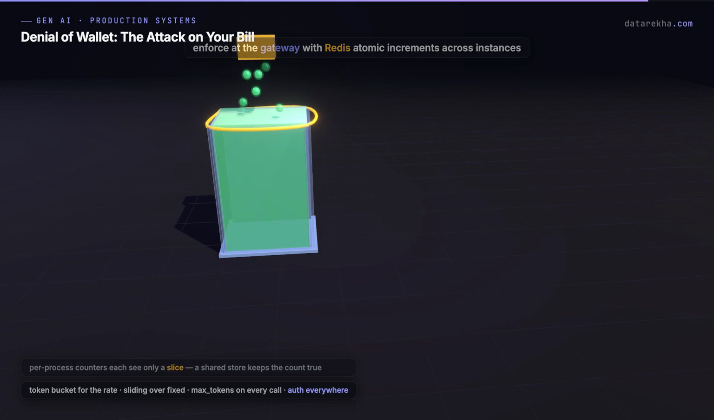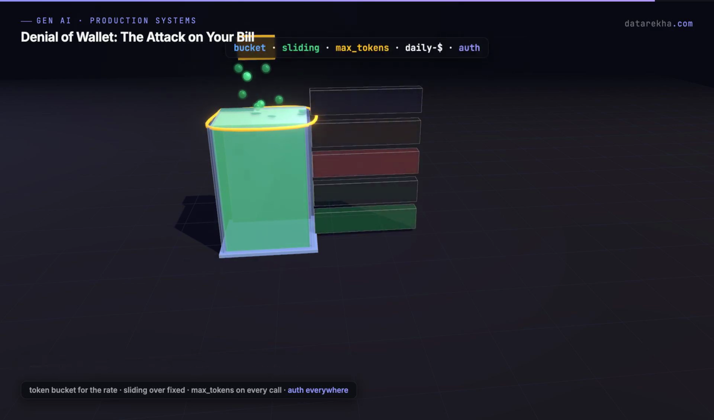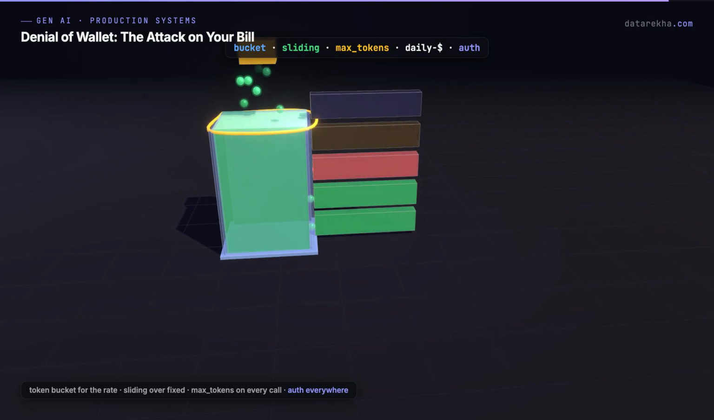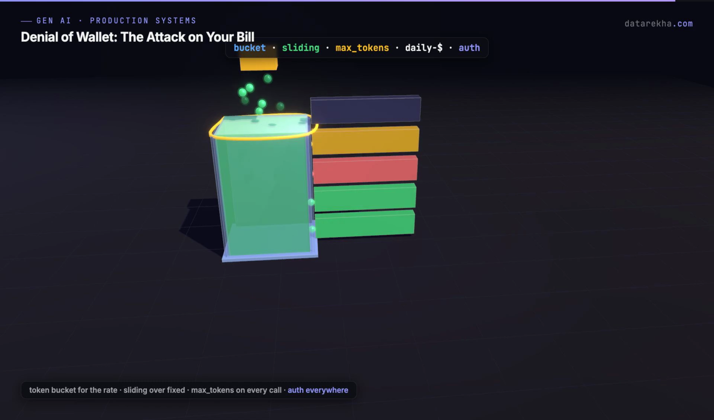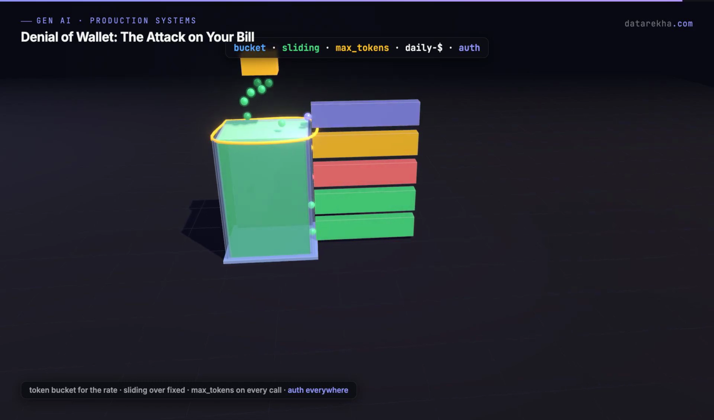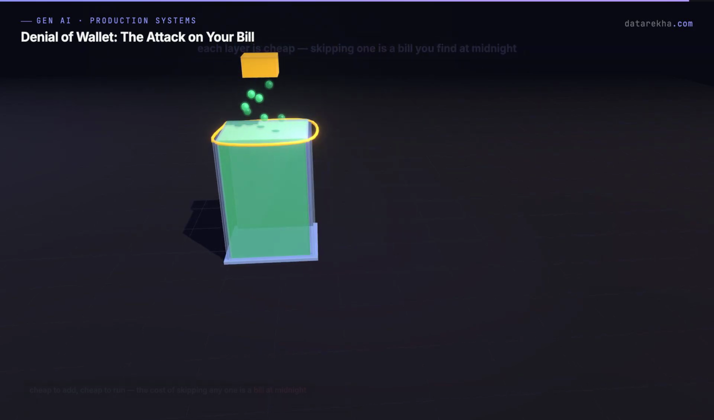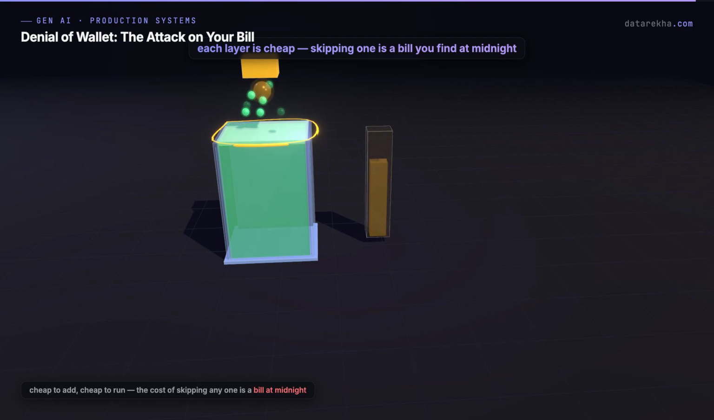So the whole defense: token bucket for the rate, sliding window over fixed, max_tokens on every call, a daily dollar cap with alerts, and auth everywhere. Each layer is cheap to add and cheap to run. The cost of skipping any one of them is a bill you discover at midnight.